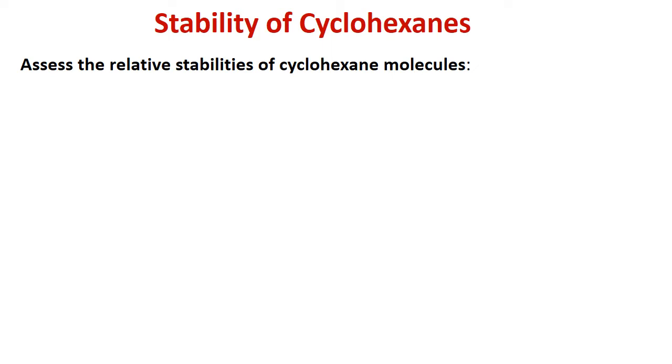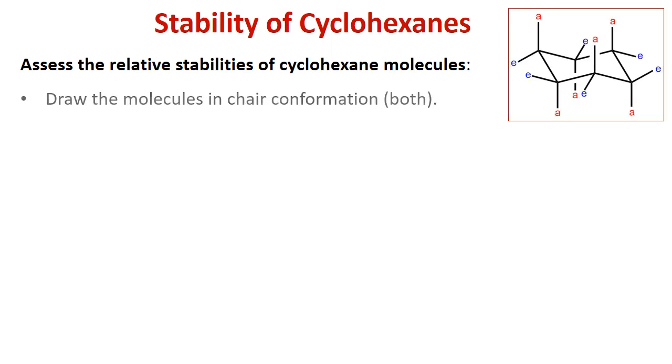Now, to approach a problem like this, start by drawing the molecule in its chair conformation. And ideally, you want to draw both possible chair conformations for the molecule. I've shown a cyclohexane molecule in its chair conformation in the upper right hand corner of this slide.